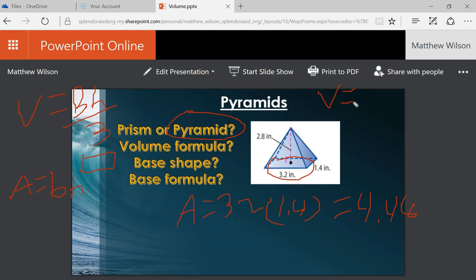So volume is going to be equal to 4.48 times, and then I know from the base of my pyramid to the very top of the pyramid is this length right here, 2.8 inches. So that's how tall my pyramid is, that's my height, and then divided by 3. So 4.48 times 2.8 is 12.54, and then divided by 3 is 4.18.